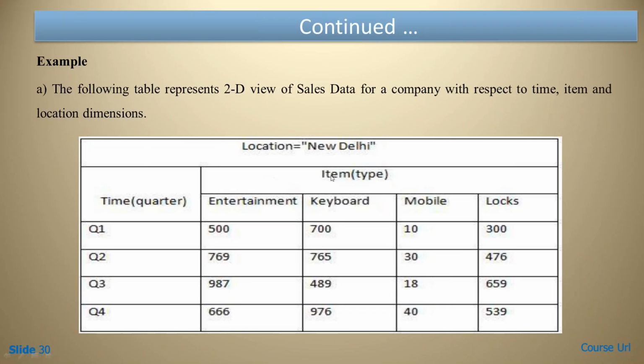Okay, so here is one example. Location New Delhi. Item type Q1: it sold 500 items from entertainment, keyboard 700, mobile 10, clocks 300. So this is a two-dimensional view. Straightforwardly, we can see in this table that in Q1 these are the quantities sold, from the Delhi location. So we are getting it one-to-one in a simple table.